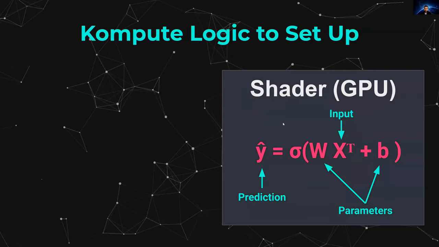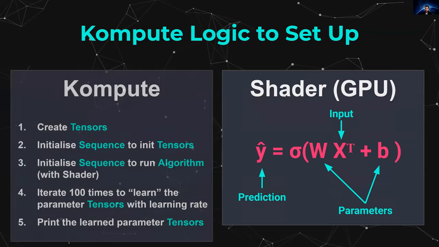Key thing here is that this will be the shader code that we're going to be writing, right? And even though we're not going to cover it in much detail, we're still going to be looking at what is actually required to write that. And on the compute side, so this is the shader, but the compute side is what is going to be running this. We're going to have to create a bunch of tensors that represent our input data, our parameters, our predictions, et cetera, the training data. We're going to have to initialize those tensors, and the sequence. We're going to initialize the algorithm, right? And then we're going to record it. So this is just to initialize them.